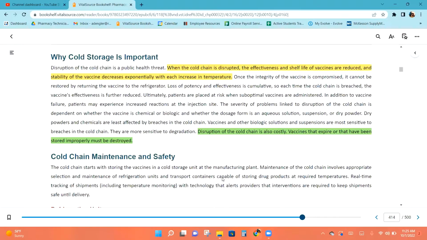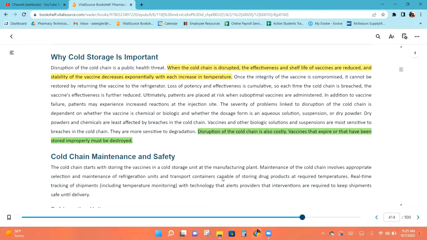When the cold chain is disrupted, it is considered a public health threat. The effectiveness and shelf life of vaccines are reduced, and the stability of the vaccine decreases exponentially with each increase in temperature.